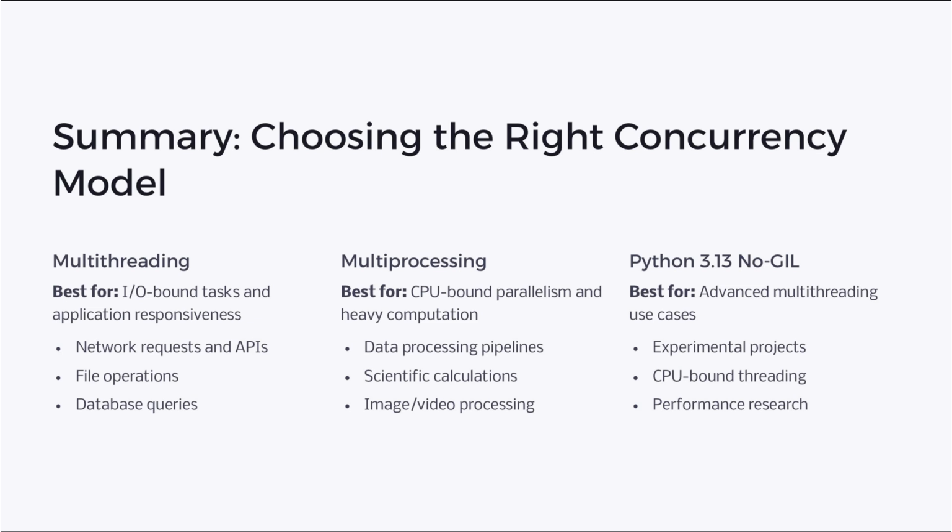Multithreading excels in I/O-bound tasks like network requests, file operations, and database queries, enhancing application responsiveness. Multiprocessing is ideal for CPU-bound tasks, such as data processing pipelines and scientific calculations. Python 3.13's no-GIL is suited for advanced multithreading, experimental projects, and CPU-bound threading, offering new avenues for performance research.